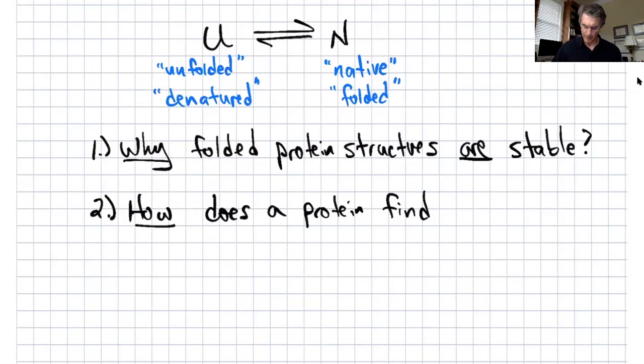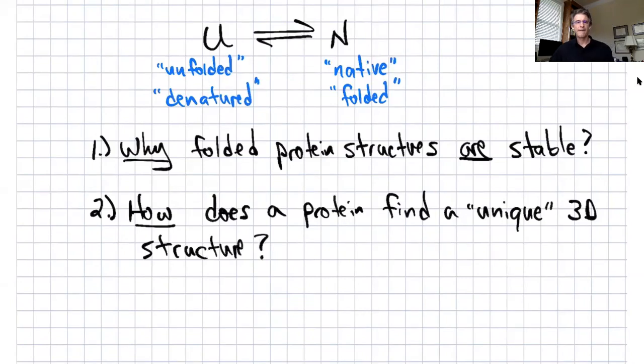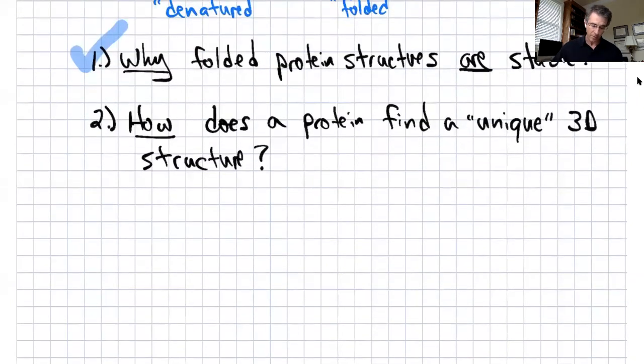Let's put it a better way: find a unique 3D structure. Okay, so today, for the lecture, let's deal with this first problem. Let's see if we can come up with a set of principles based in the thermodynamics of that polypeptide chain, thinking about it very much the way that Anfinsen and people who followed him thought about it, to understand why a polypeptide is stable, or a folded protein is stable.